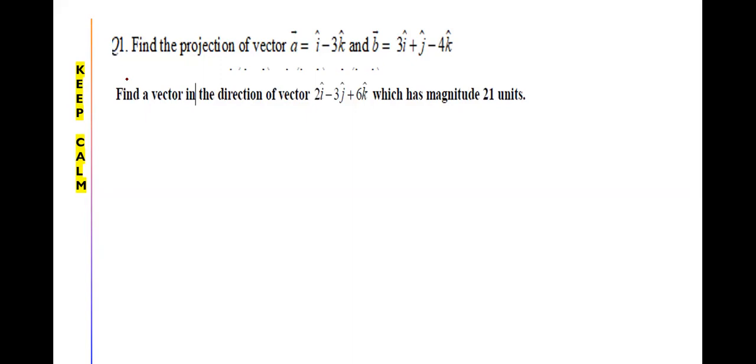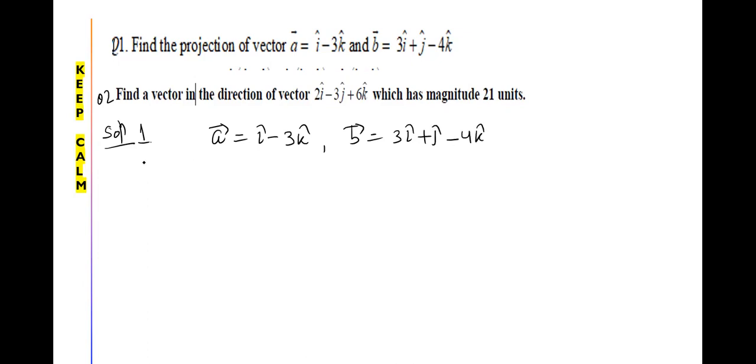The first question is: find the projection of vector A, i minus 3k, on vector B, 3i plus j minus 4k. Let me start with the first question, solution 1. We are given A vector is i minus 3k, B vector is 3i plus j minus 4k.